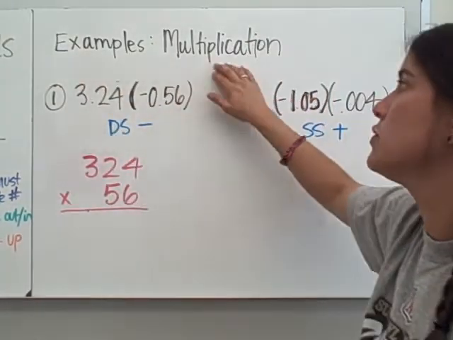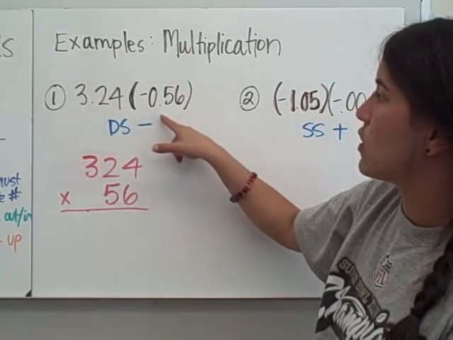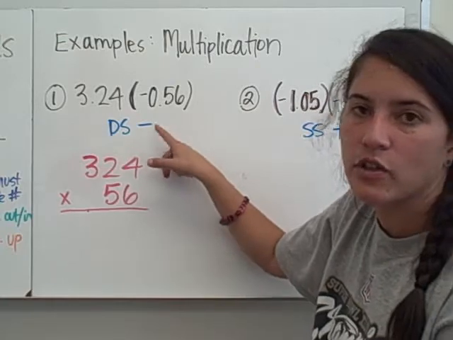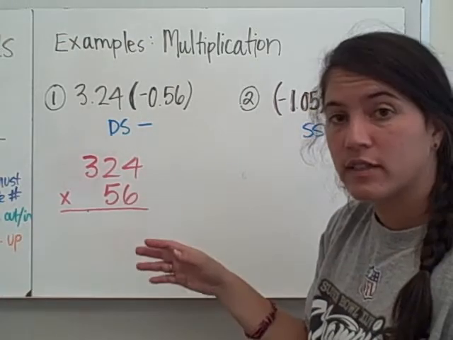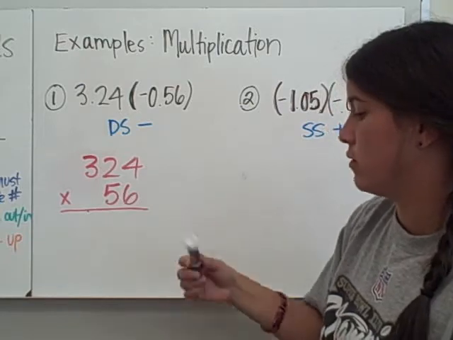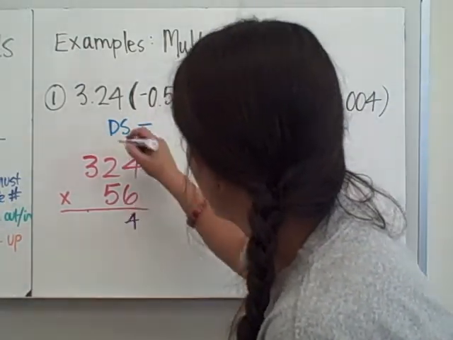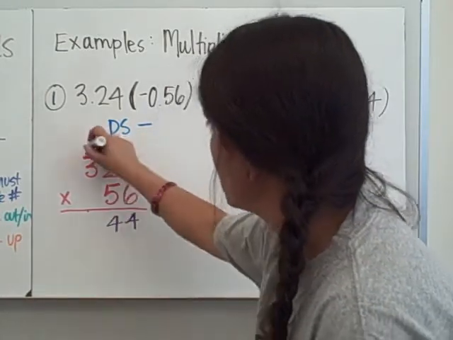All right, so examples for multiplication. 3.24 times negative 0.56. I see that these are different signs, so I know my answer is going to be negative. And then I'm multiplying, I'm ignoring the decimal, so I'm just multiplying like normal. 6 times 4 is 24. 6 times 2 is 12, plus 2 is 14.